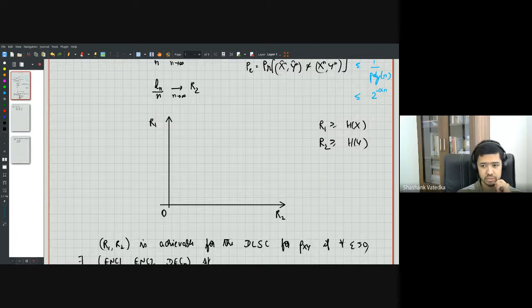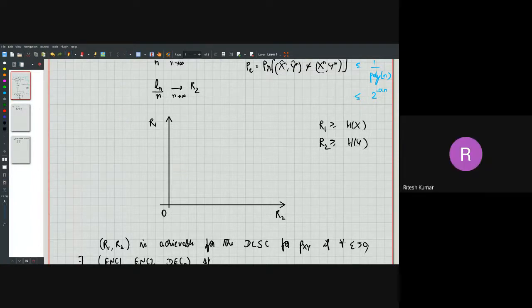Okay, it's going to be a rectangular region. So what does it look like? What does each of these regions look like? What is R1 greater than or equal to H of x? What kind of a region is this? Any of the others? So R1 equal to H of x, what does that look like?